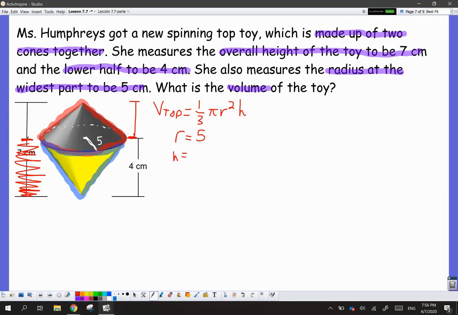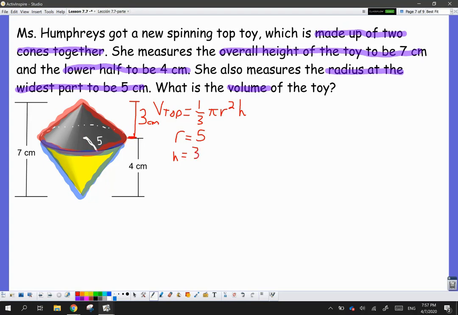Now, if I'm taking away this part, I know that this part is 4 centimeters because these two lines match up. So I'm taking away 4 centimeters from the total height of 7 centimeters. We know that take away means subtract. So I have 7 minus 4, and that gives me 3 centimeters. So the height of the top cone is 3 centimeters.